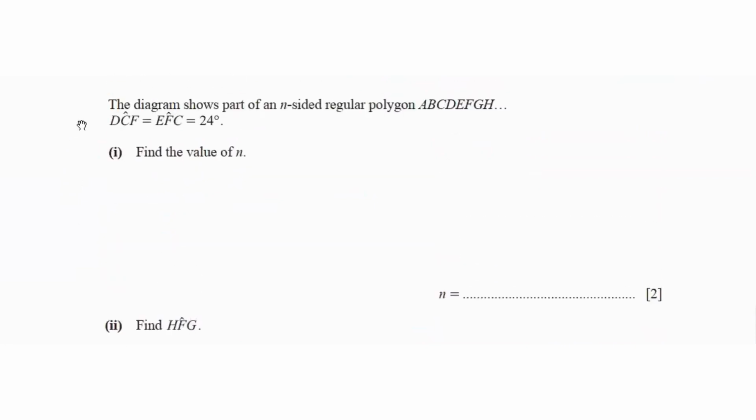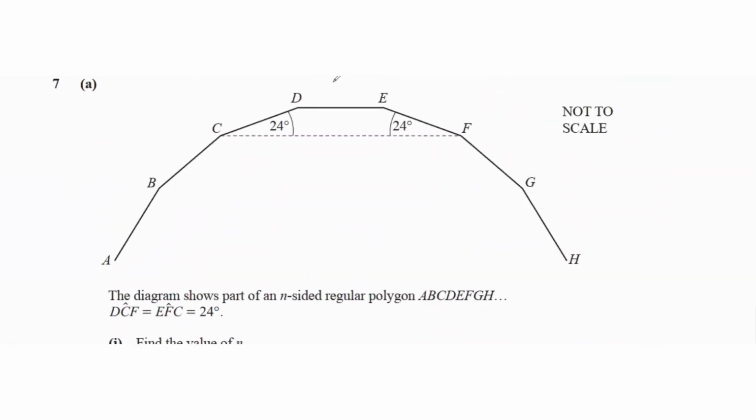Find HFG. So we have to connect this. I have to find this angle over here. To find this angle, I'm going to do 180 minus 156, divided by 2. Why? Because we already found the interior angle of this polygon, which was 156. So this angle G is also 156.